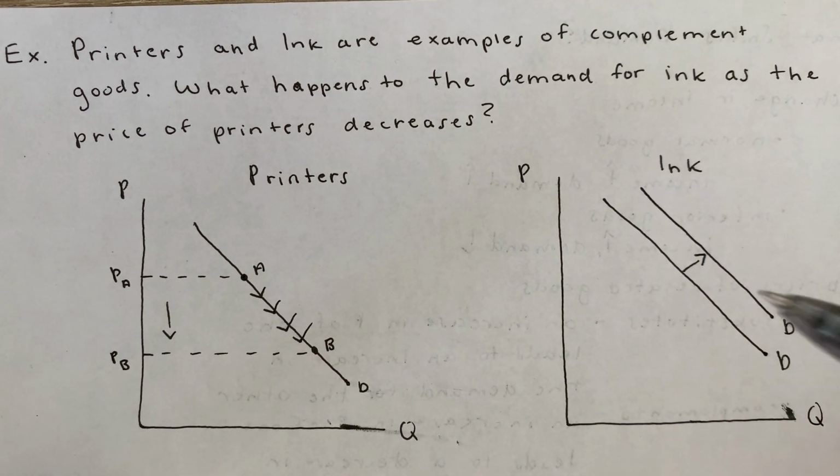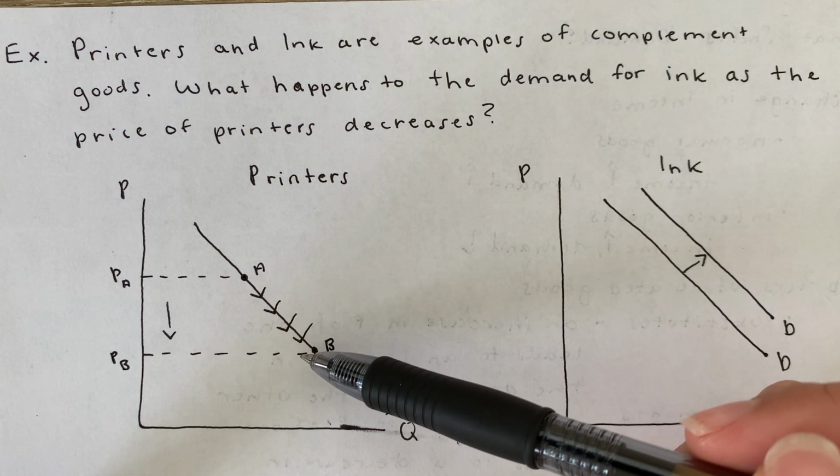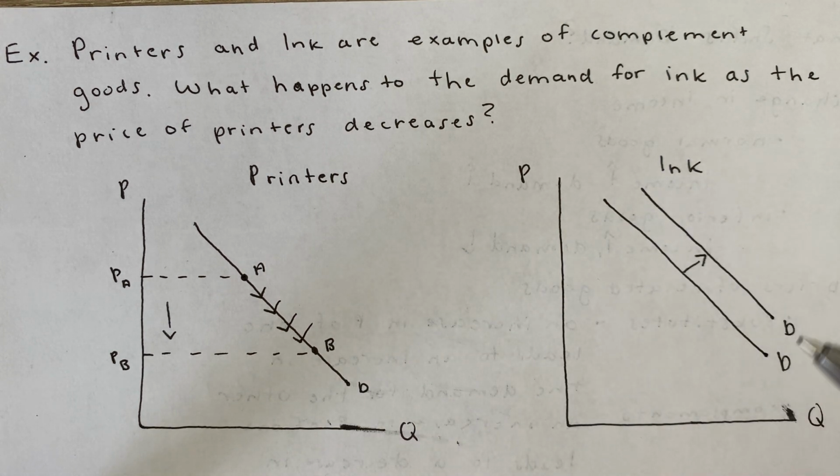Remember the definition for complement goods: they're two goods for which an increase in the price of one leads to a decrease in the demand for the other. In this case, a decrease in the price of one leads to an increase in the demand for the other. Hopefully that makes sense.